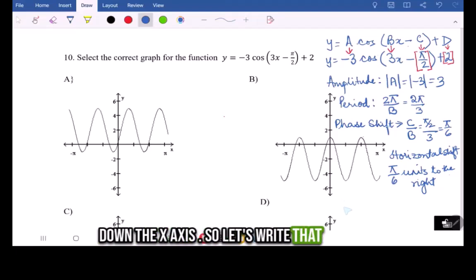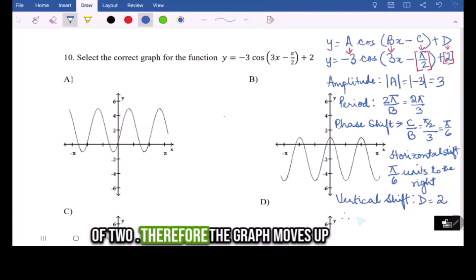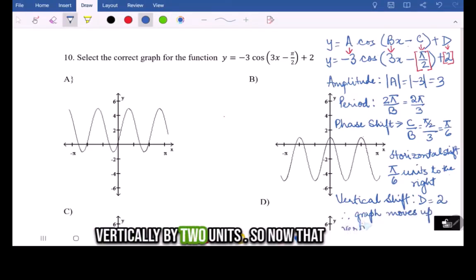So let's write that here. The vertical shift is determined by the value of D. All right. So D has a value of 2. Therefore, the graph moves up vertically by 2 units.